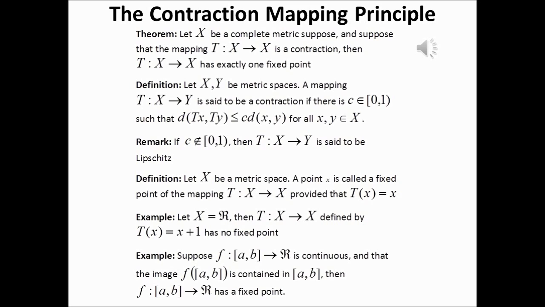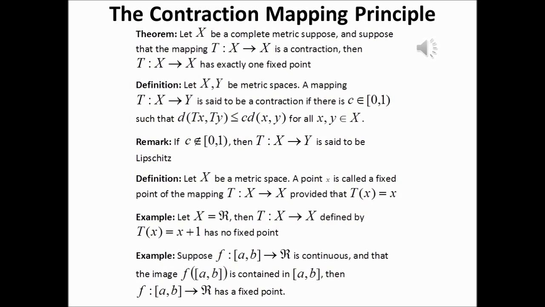Okay, so the contraction mapping principle says that suppose that X is a complete metric space, and suppose that the mapping T from the set X to itself, that is T is a self-map, is a contraction. Then the map T from X to itself has exactly one fixed point.